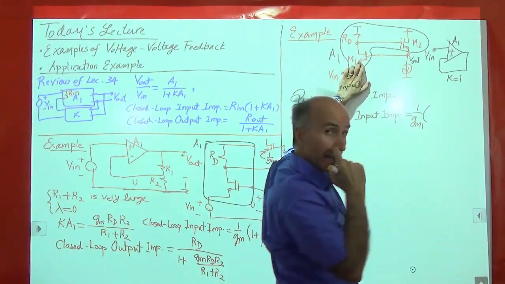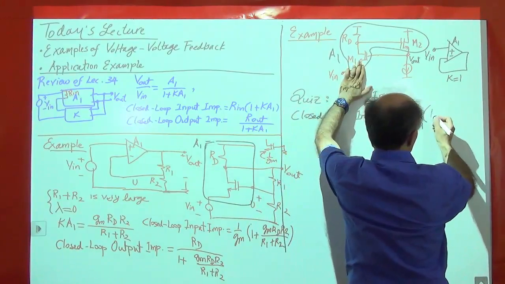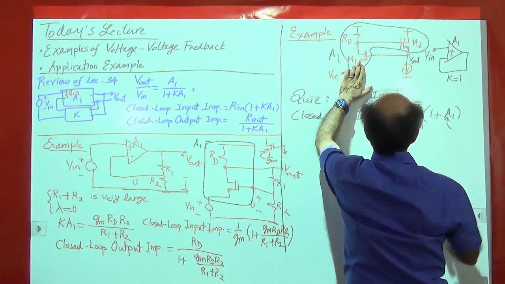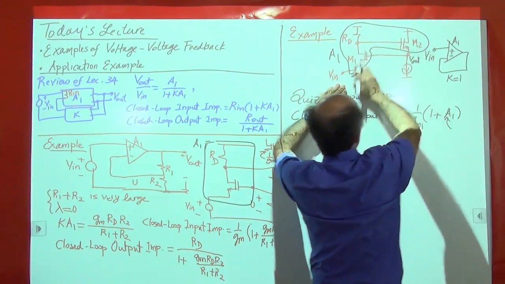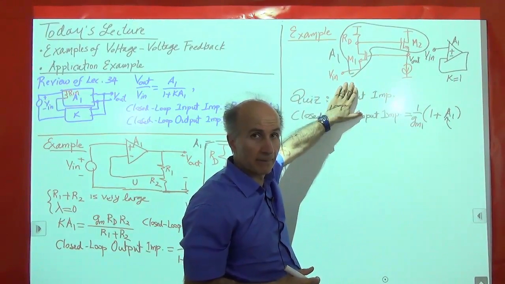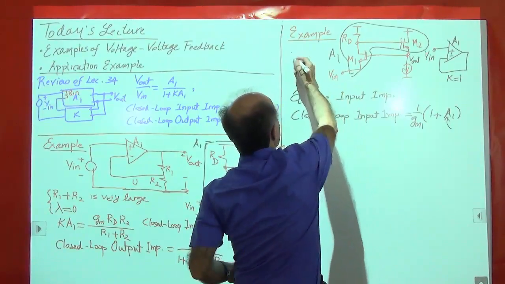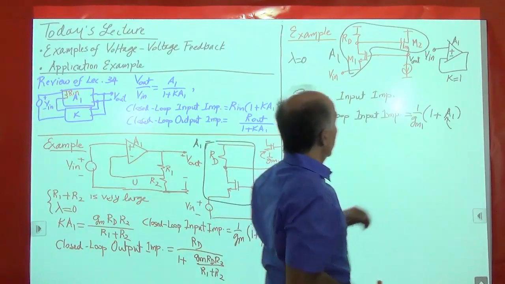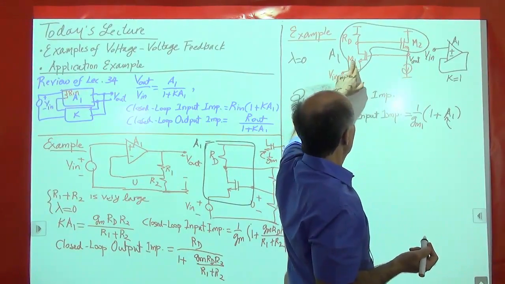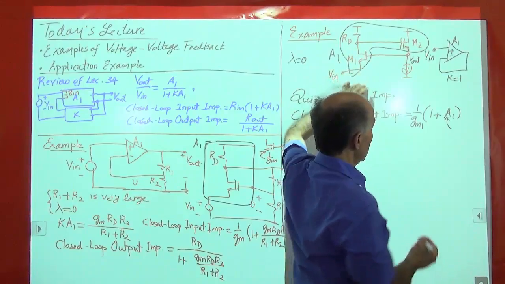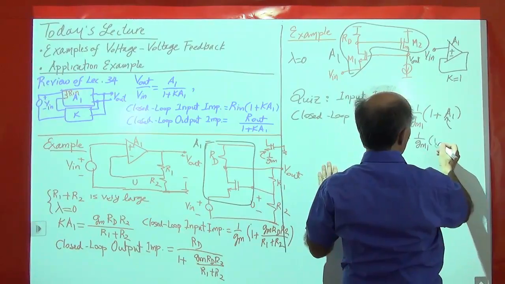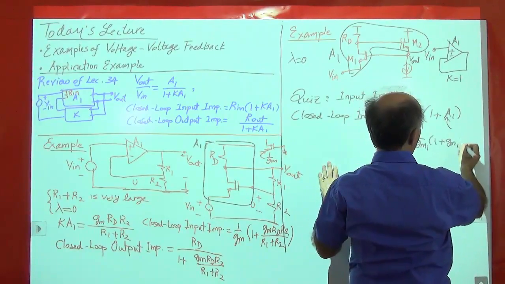And then 1 plus K A1. How much is that? 1 plus K is 1, so 1 plus A1. And how much is A1? A1 is the voltage gain of this circuit in the black circle. How much is the voltage gain of the circuit in the black circle? Well, if we assume lambda is 0, then the source follower has a gain of 1, and this circuit has a gain of gm1 times RD. So this comes out to be 1 over gm1 times 1 plus gm1 RD.